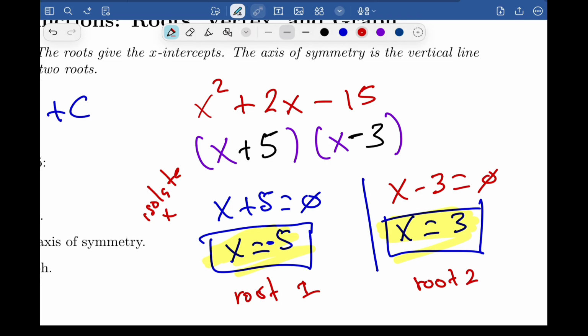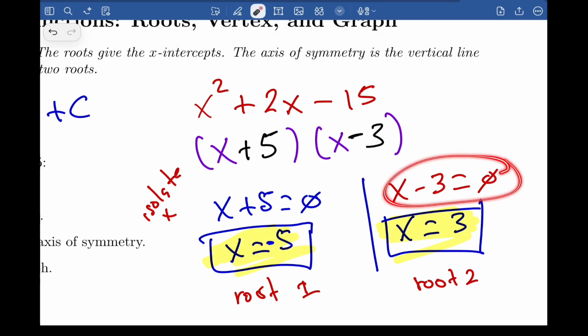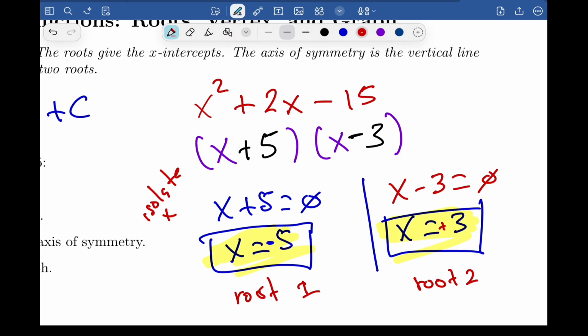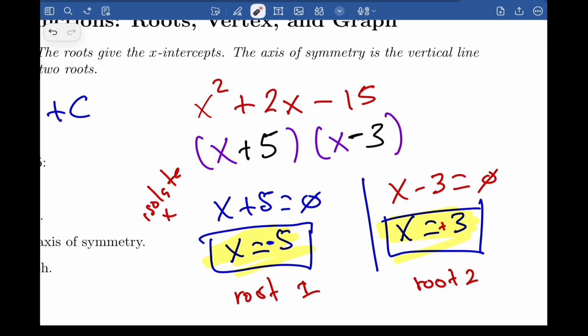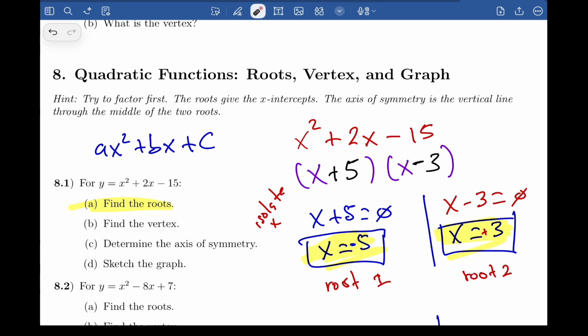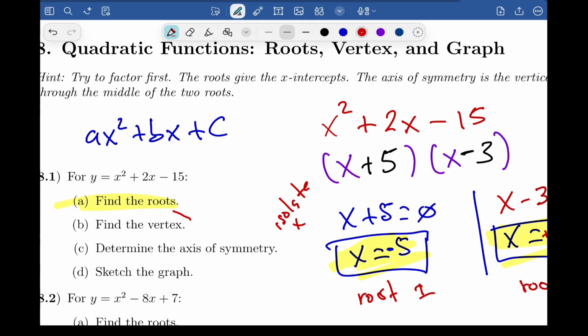In this case, we need to do the same. In order to have the x by itself alone, we need to move the negative 3, and then it becomes a positive 3. So these are the roots. Every single time that we need to find the roots, we can use factorization like this, then set each factor equal to 0, then solve for x, and that's it. We have the roots.